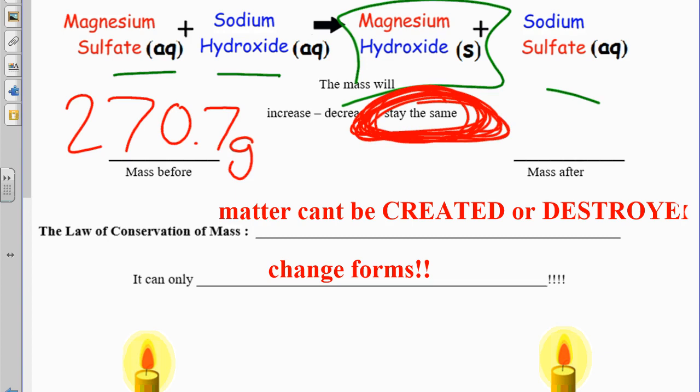Why? Where did all the molecules come from to make that? Where did they come from? The beaker that was already there. Did I add anything new on there? Did I take anything off of there?